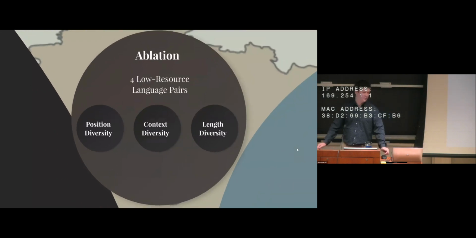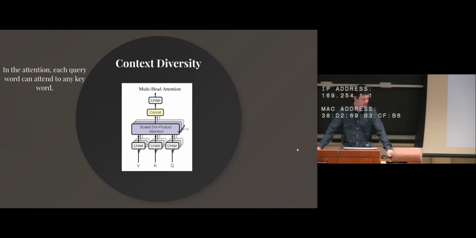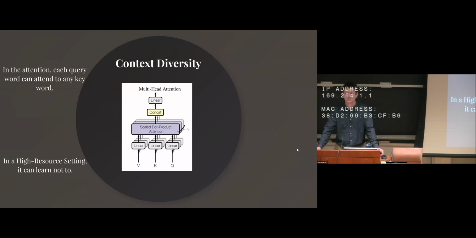Then another kind of question he had was context. This is in the multi-head attention of the transformer. Each query word can attend to any keyword, right? The question was, in a high resource setting, it can learn what not to attend to, because it sees a lot of negative examples. But in a low resource setting, maybe it's not actually learning this. It's only seeing examples once, or words occurring once. So maybe it doesn't have a good idea of what context is.